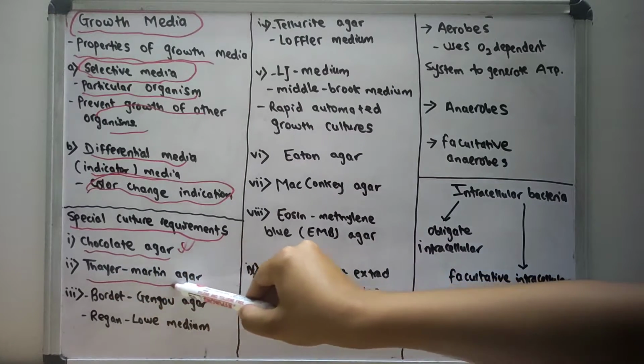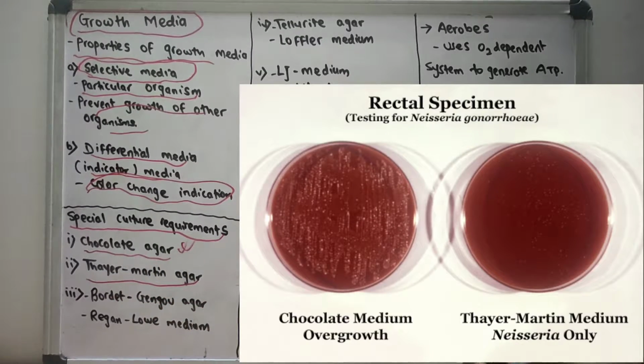And now let us discuss the Thayer-Martin agar. The Thayer-Martin agar selectively favors Neisseria by inhibiting the growth of other organisms. It contains various antibiotics like vancomycin, trimethoprim, colistin, and nystatin. You have to know that gram-positive organisms are inhibited by vancomycin, gram-negative organisms by trimethoprim and colistin, and the nystatin inhibits the fungi. It is the special culture media for Neisseria gonorrhoeae and Neisseria meningitidis.